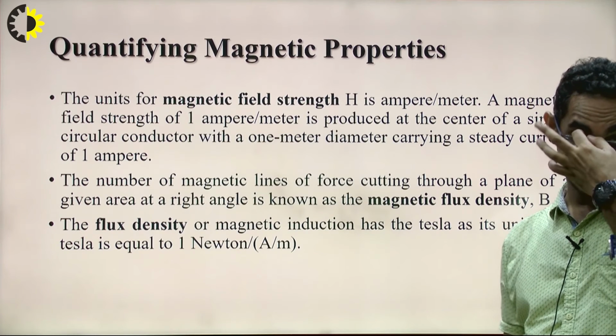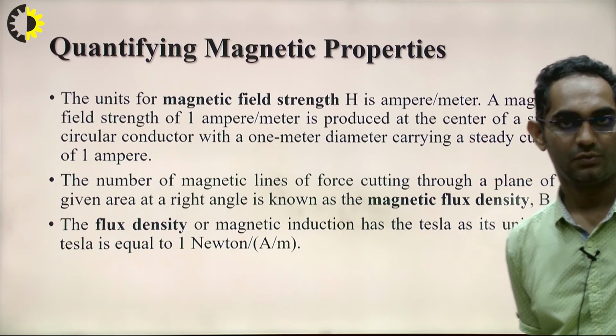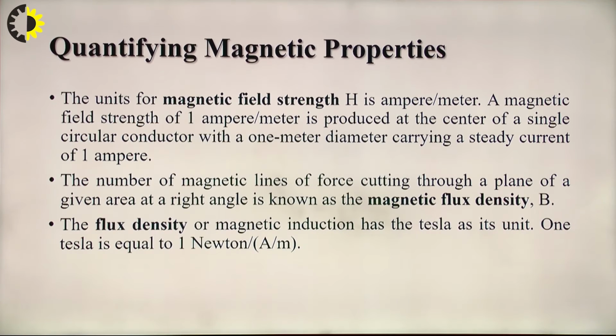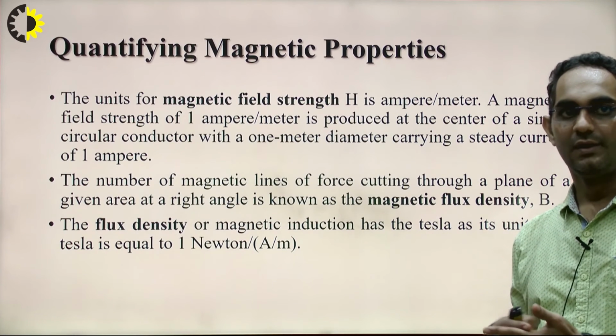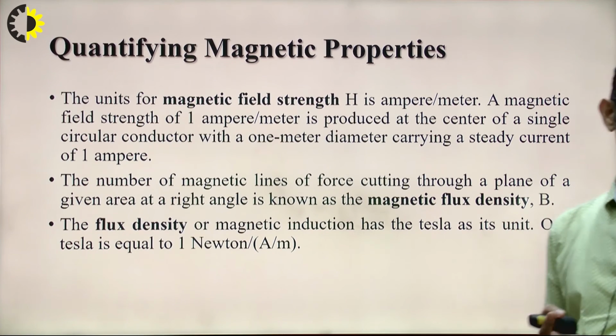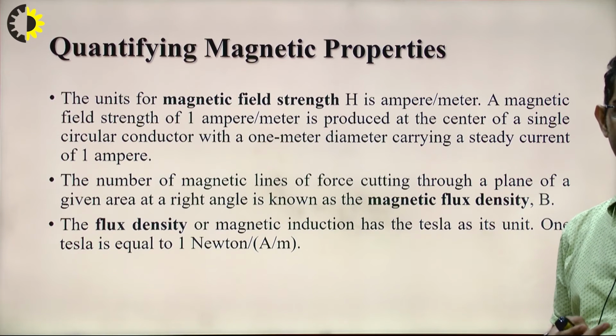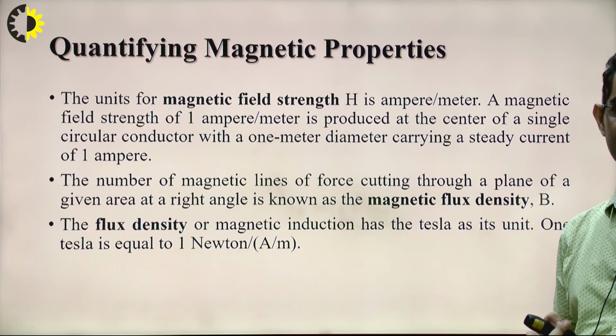Next, the number of magnetic lines of force cutting through a plane of a given area at a right angle is known as the magnetic flux density. What is the magnetic flux density? The number of magnetic lines of force cutting through a plane of a given area at a right angle is known as the magnetic flux density B.